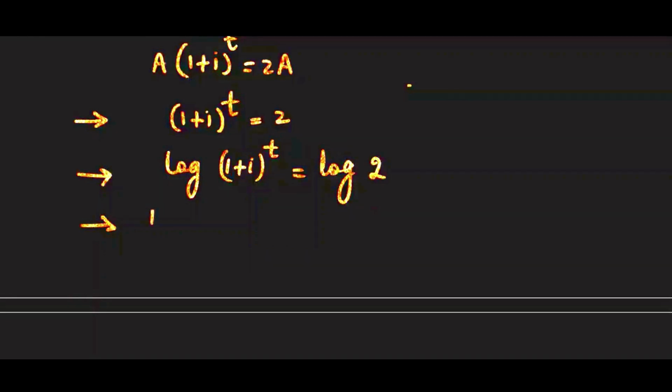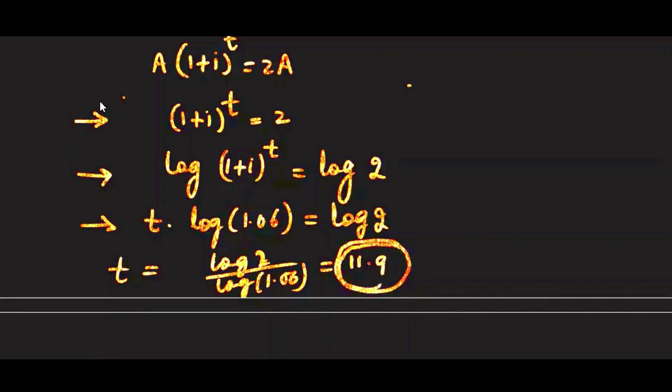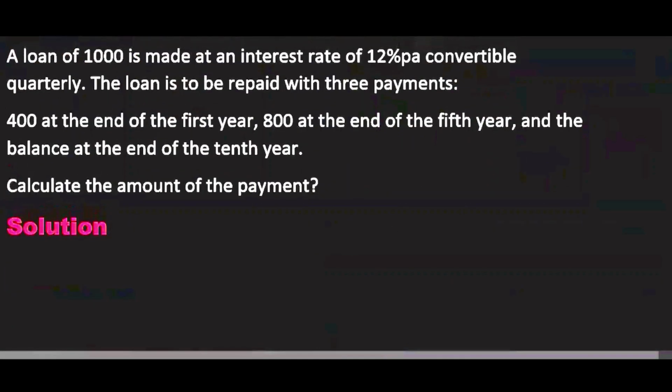So when you write this, t will come down: t log 1.06 is equal to log 2. So t should be equal to log 2 divided by log 1.06. It will work for any base, because we have taken log on both sides, but normally we take base e only. It will take almost 12 years. This is the question.